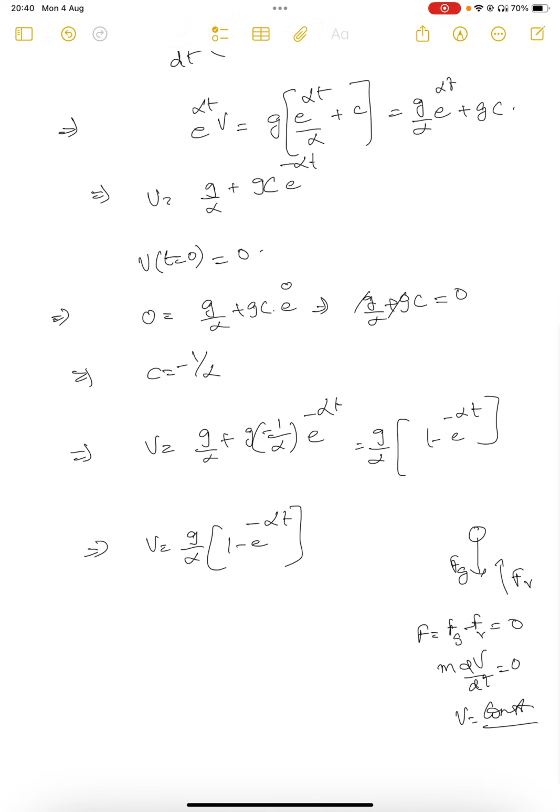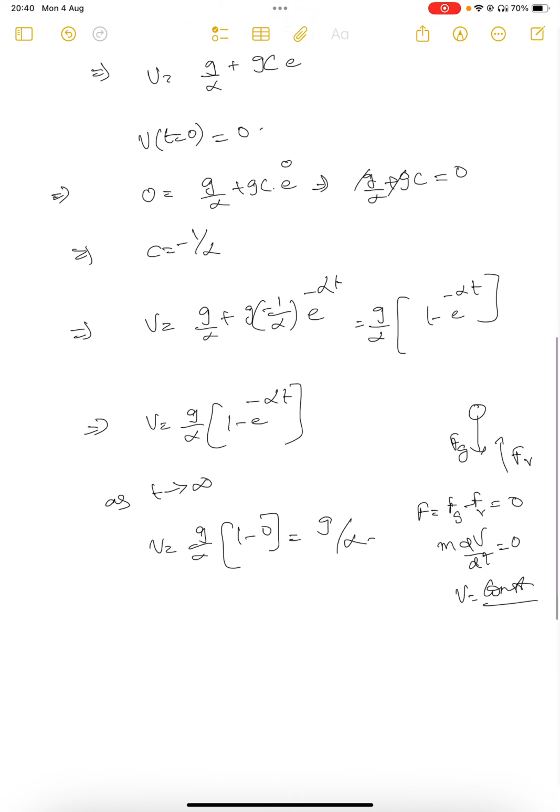You can see directly that as t tends to infinity, v will be g by alpha into 1 minus 0, which is equal to g by alpha. So it will reach a terminal velocity of g by alpha.